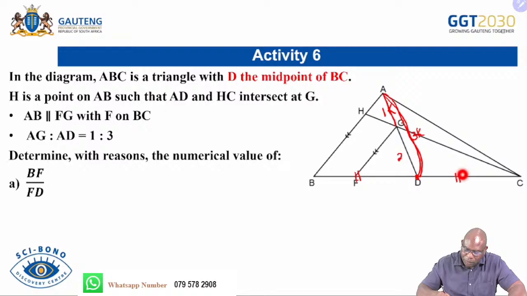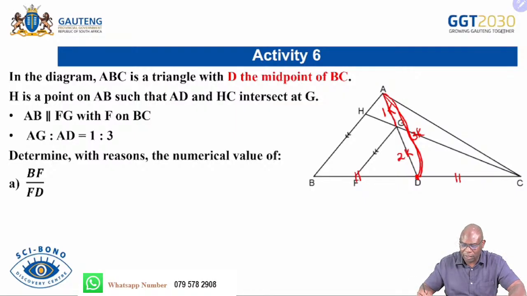So I can immediately put 2K on this GD, so that then I know the whole line is 3K, and the AG is K. The rest of the line is going to be 2K. So I've put everything on the sketch. Nice. The first question says, determine with reason the numerical value of BF over FD.